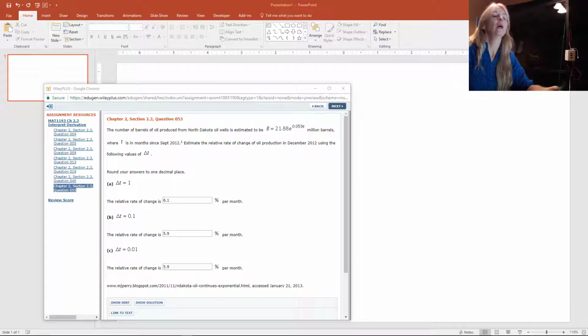All right, so I'm getting questions on this one right here. The number of barrels of oil, and so on. I've got a function, where t is in months since September: September, October, November, December. So the rate in December would be t equals 3. The change in t is the same as h. They just wrote it this way.